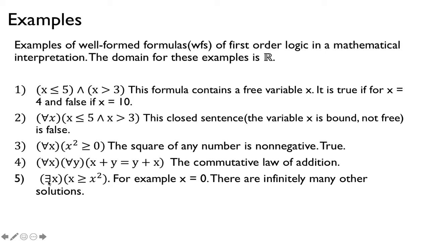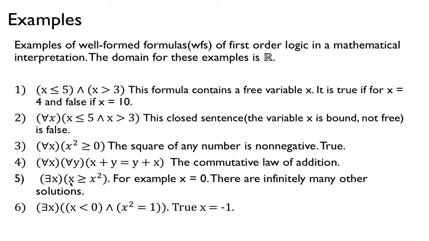Okay, here's another example. There exists an x such that x is greater than or equal to x squared. This is true because all we need to show that this is true is to come up with one example, and that is 0. 0 is certainly bigger than or equal to 0. But there are actually many other examples, infinitely many. In fact, another easy example is 1. Here's another example: there exists an x such that x is less than 0 and x squared equals 1. This is true, for example, when x is negative 1. So these are examples of first-order logic statements in this context of the real numbers and basic operations with the real numbers.